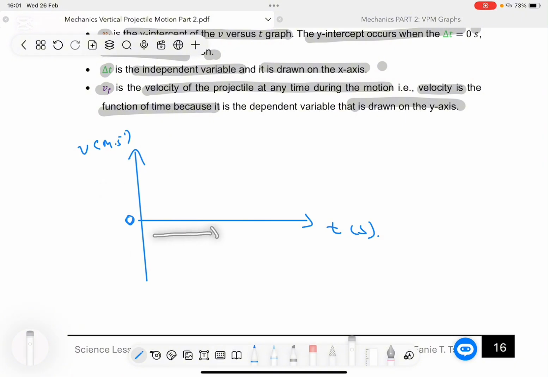And our time is always positive because time is a scalar quantity. We always measure it to be positive. We don't have an axis here that shows negative time.